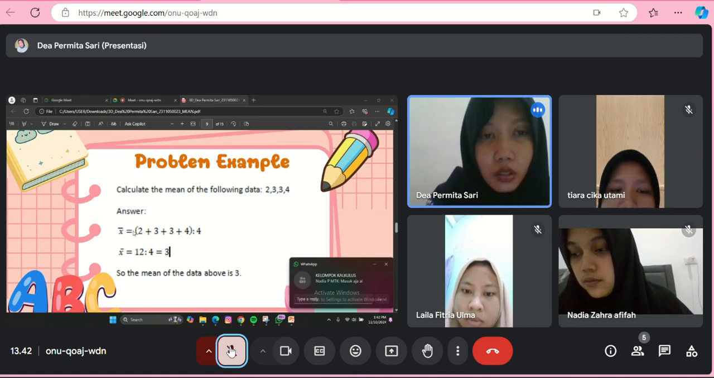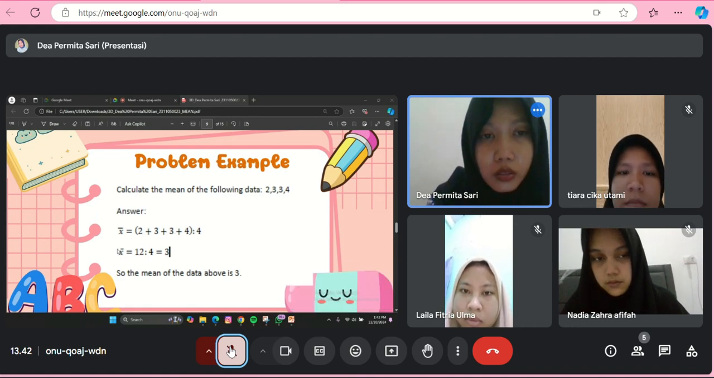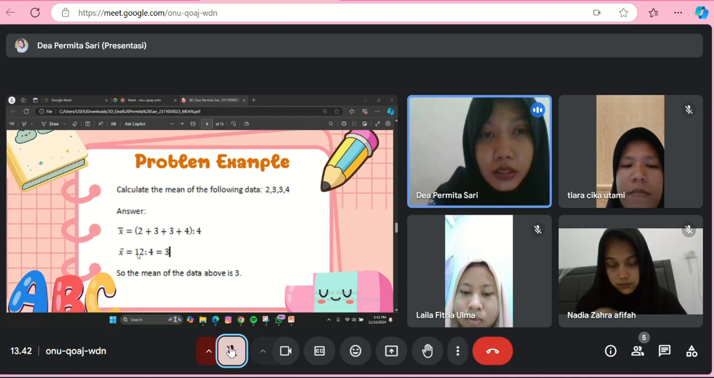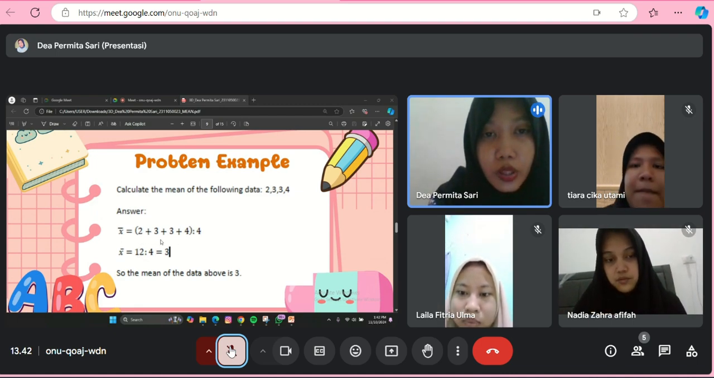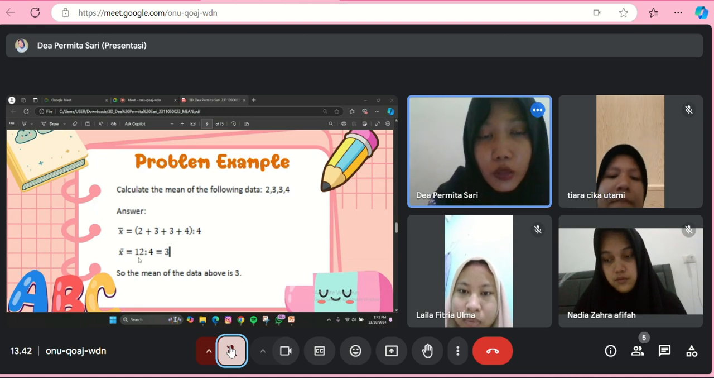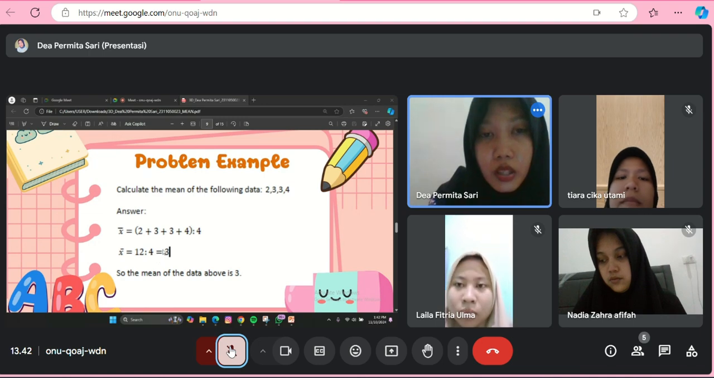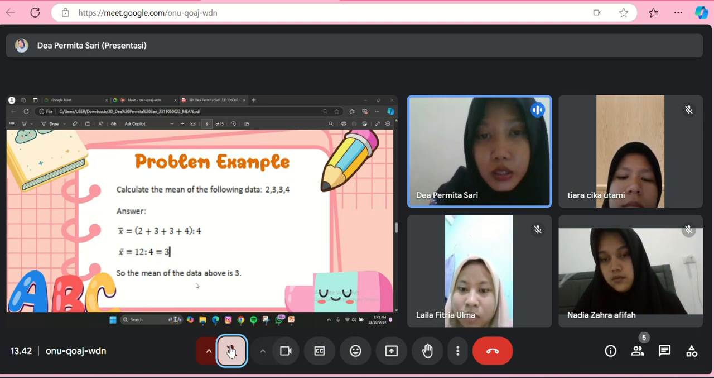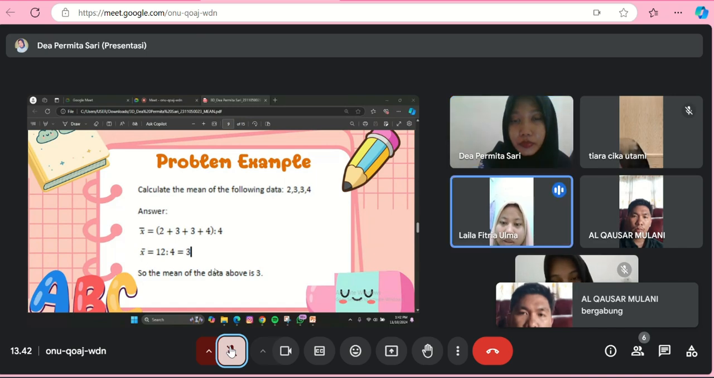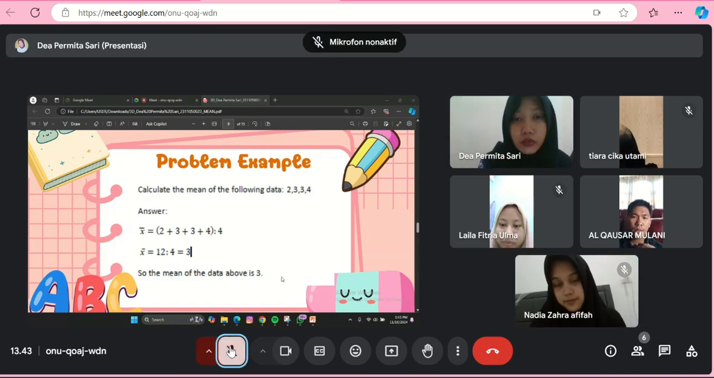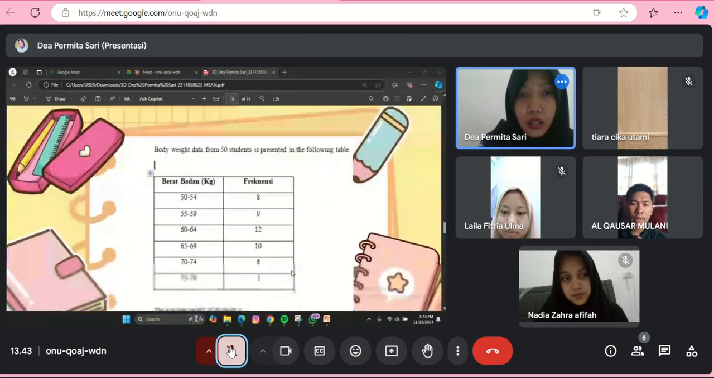X bar equals 2 plus 3 plus 3 plus 4, which is 12, divided by 4, equals 3. So the mean of the data above is 3. Do you understand, guys? Yes, understand. Okay, next.